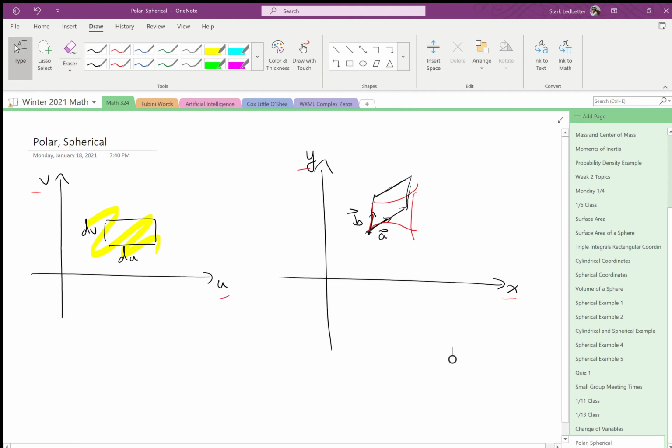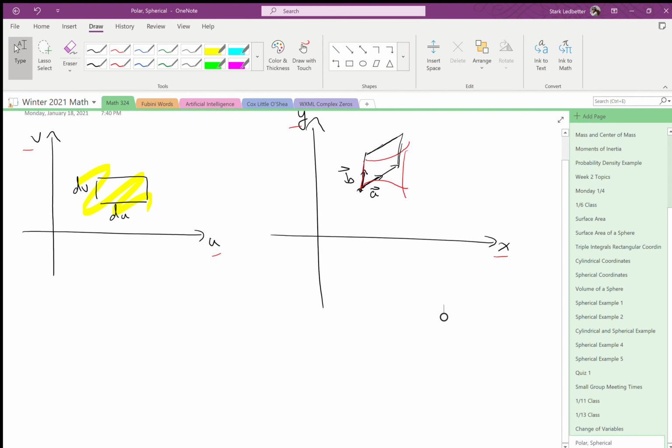Okay, and then you maybe remember from Math 126 that the area of a parallelogram is just the absolute value of the cross product. So if we can figure out what these vectors are, then we can figure out what the area of this parallelogram is, and the approximate area in the xy plane of this nice rectangle over here in the uv plane. So let's think about what these vectors are.